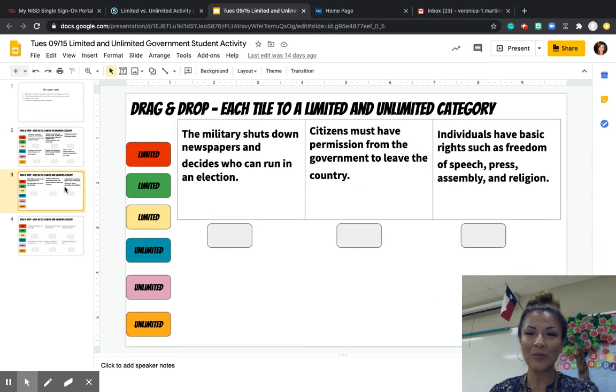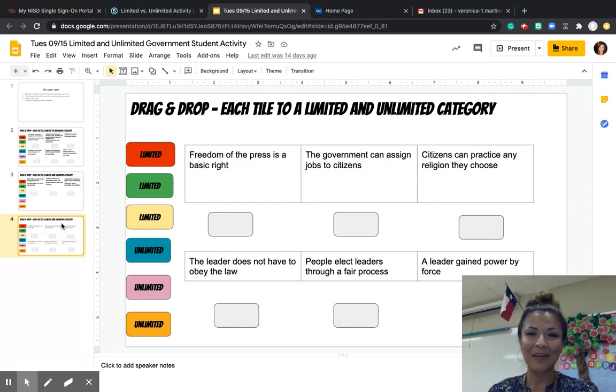Okay. Here's another one. Here, I can't tell you how many limited and how many unlimited. Okay. But think about it. If you have rights, if you have laws, if the people have a say, that's going to be limited. If there is no say for the people, that's going to be unlimited. All right, here's another one. Okay, take your time, review your work.